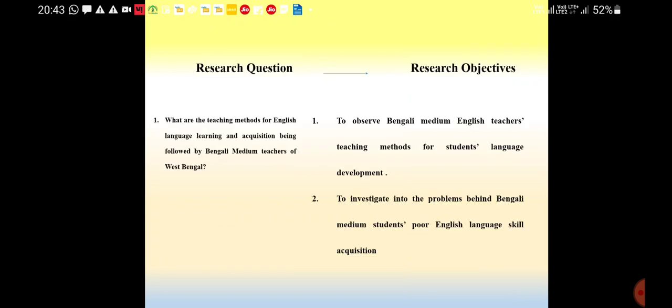My research question is in alignment with the topic. My research objectives are to observe Bengali medium teachers' teaching methodology for students' English language learning and to investigate the problems why students of Bengali medium schools have poor English language skill development.